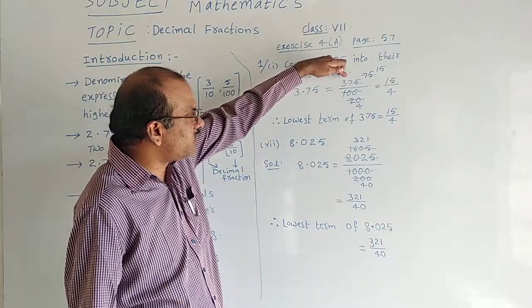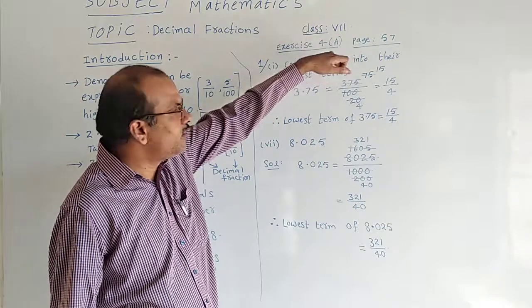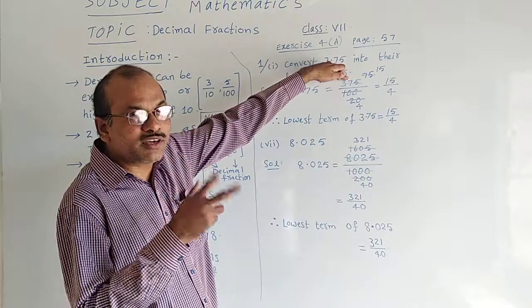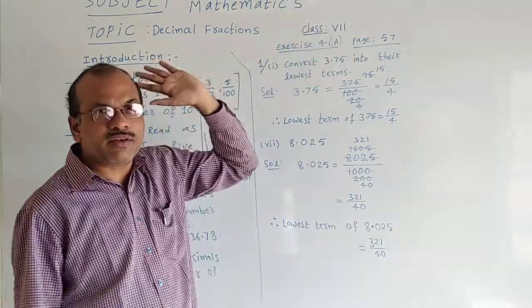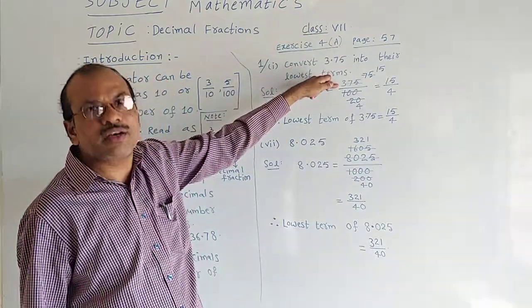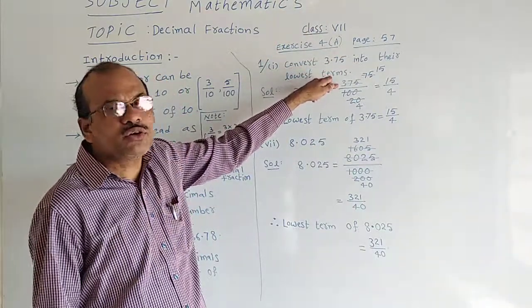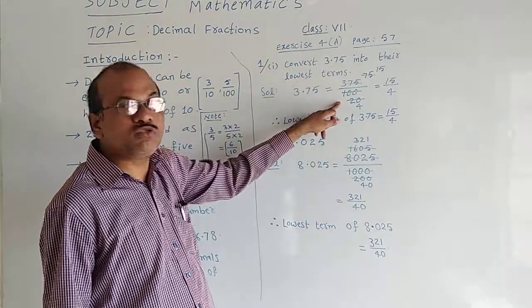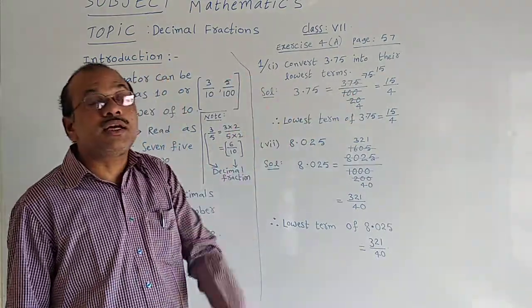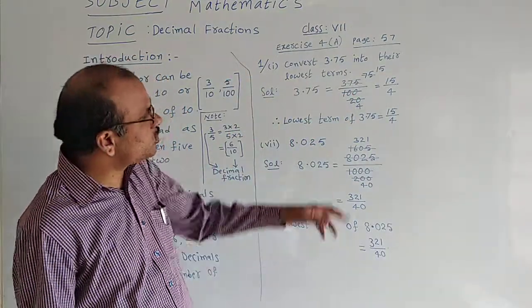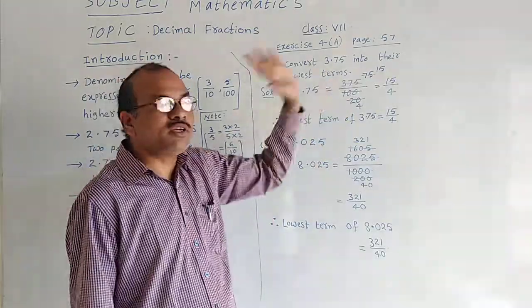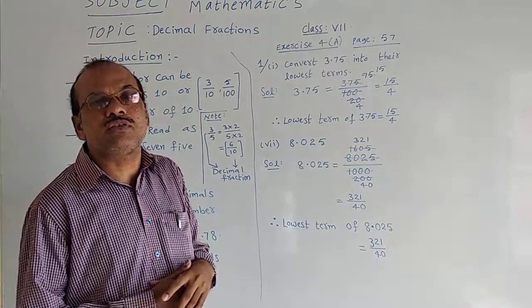5 7s are 35, filled in the 37. 2 remains, 25 is there. 5 5s are 25. That means 5 into 75 gives you 375. Now here, in the fifth table I have used 5 2s are 10 and the 0 dropped. That is, 5 into 20 gives you 100. Am I correct?